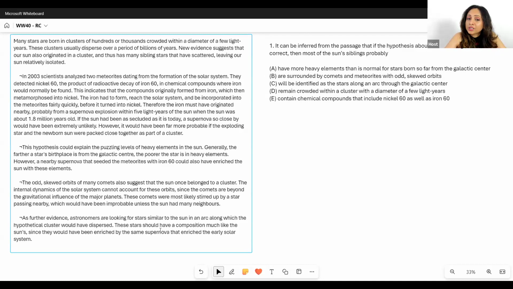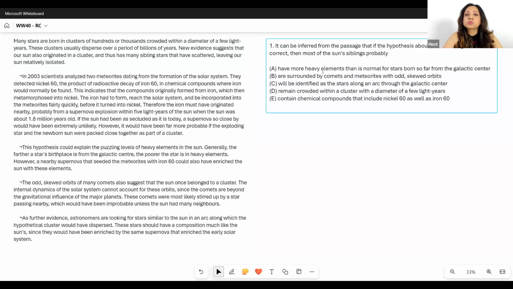We can infer this. Why? Because we have been given that these stars should have a composition much like the sun, since they would also have been enriched by the same supernova that enriched the early solar system. And we know that because this supernova enriched the sun, the sun has a lot more heavy elements than it should have, since it originated so far away from the center. So the same thing is going to be true for the sun's siblings also, right? It says that they should have a composition much like the sun. So this data given to us supports this particular option, our option A. All right, so this makes sense.